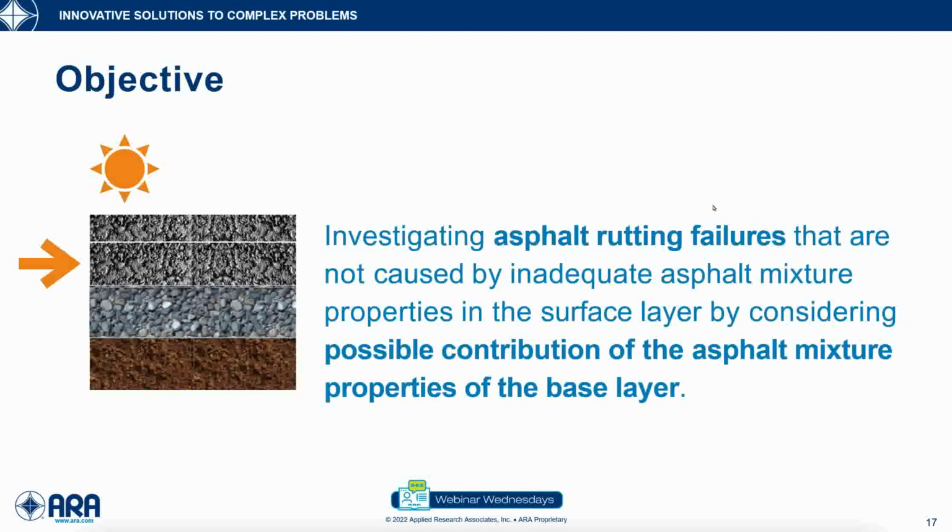So the objective now is to investigate asphalt rutting failures that are not caused by inadequate asphalt mixture properties in the surface layer, by considering the possible contribution of the asphalt mixture properties of the base layer. And again, when I say base layer, that's the second layer, or the layers underneath the surface layer or the top layer. So if the surface layer has been designed well and the mix properties are well chosen and tested, how about the base layer? Could the base layer properties lead to the rutting failures that we are witnessing or not?